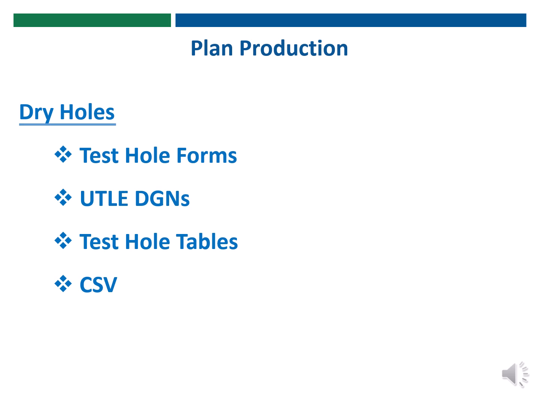Now we'll move on to dry holes and how they are shown in test hole forms, the UTLE DGN, test hole tables, and the CSV file.